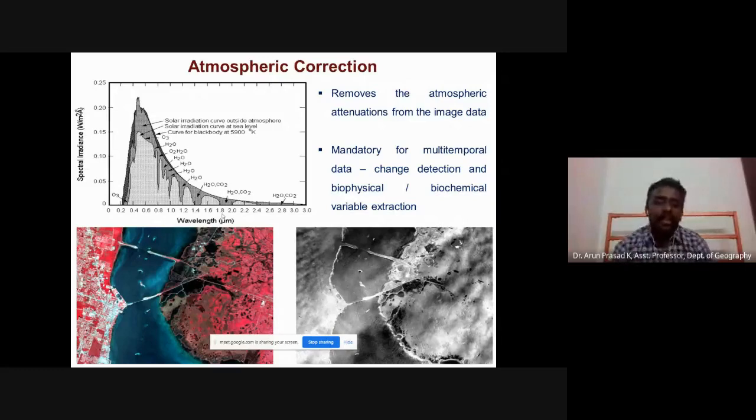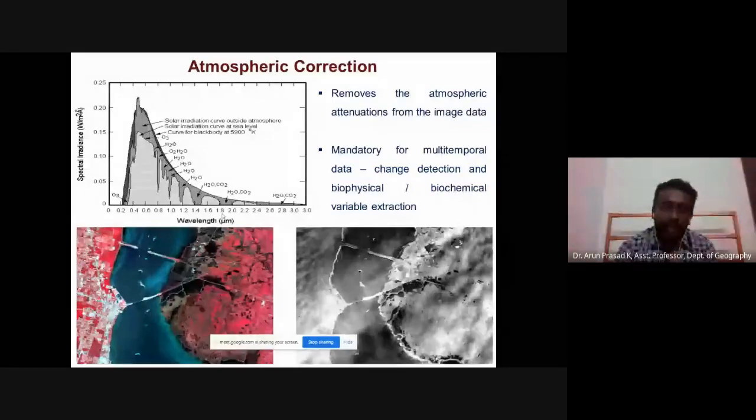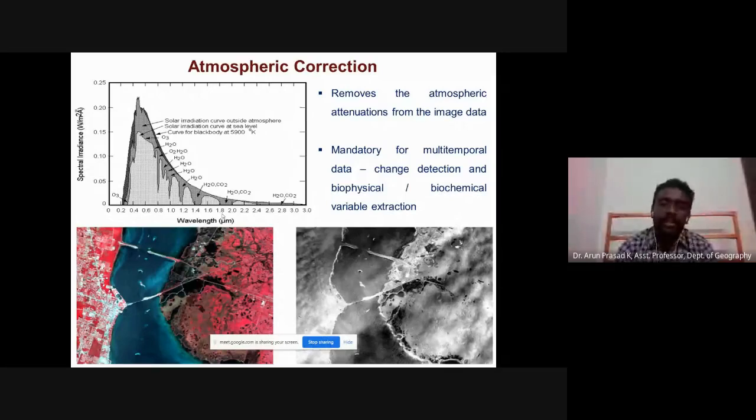This is needed when you are going to compare the data with another data of the same location at a different date. For change detection analysis or multi-temporal analysis, you need to do the atmospheric correction. If you are going to do only classification for a single date imagery, atmospheric correction is not mandatory. If we do so, it is fine, but it is not mandatory.